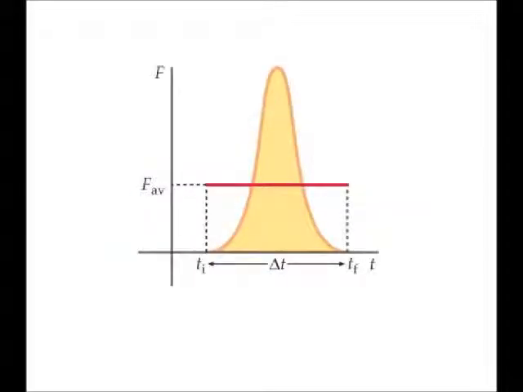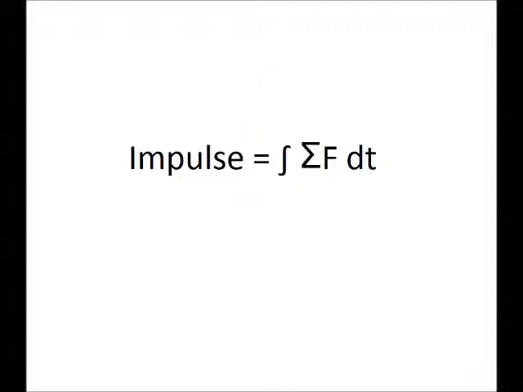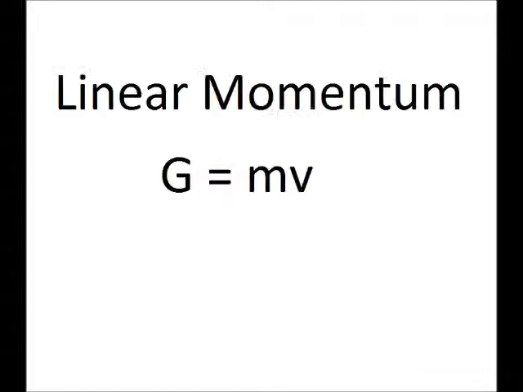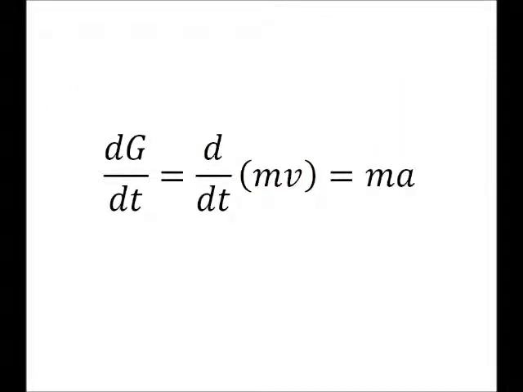Impulse is defined as the product of average force and the time over which the force is exerted. Impulse can be found as the integral of the sum of external forces with respect to time. Linear momentum is defined as G equals mv. If we differentiate G with respect to time, we get the derivative of mv with respect to time, which is simply ma. So, for a body that does not change mass, ma is the rate of change of linear momentum, or dG/dt.